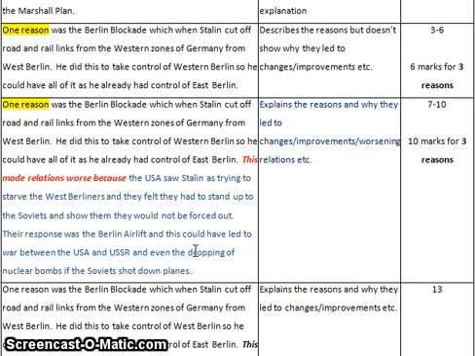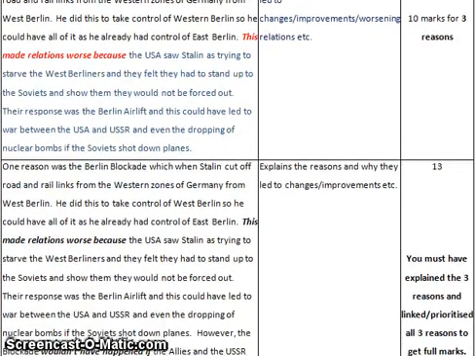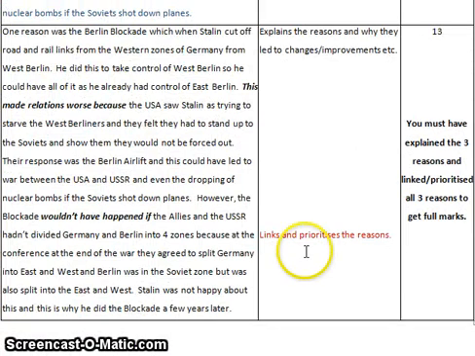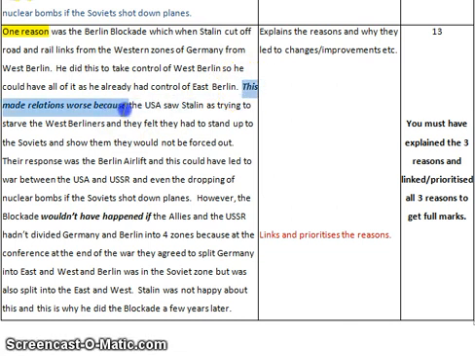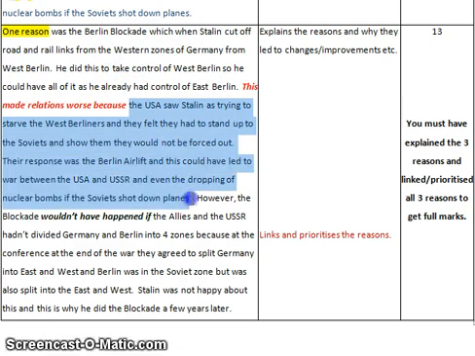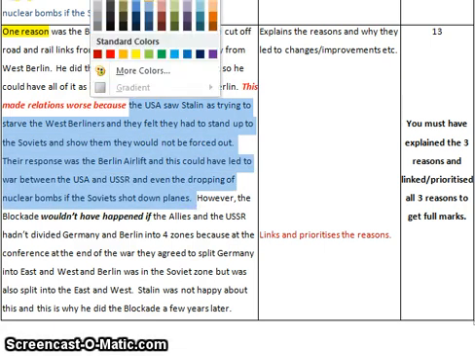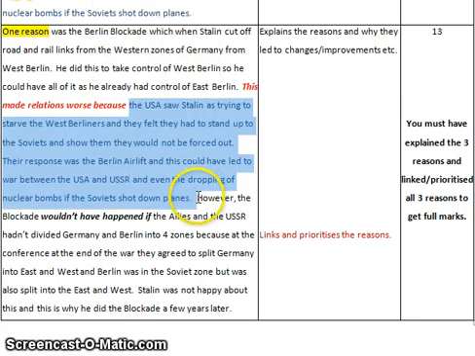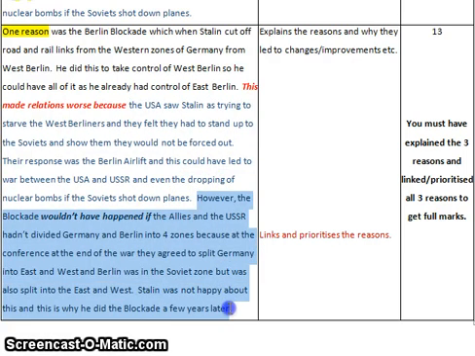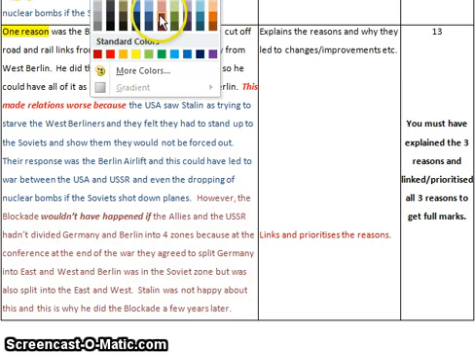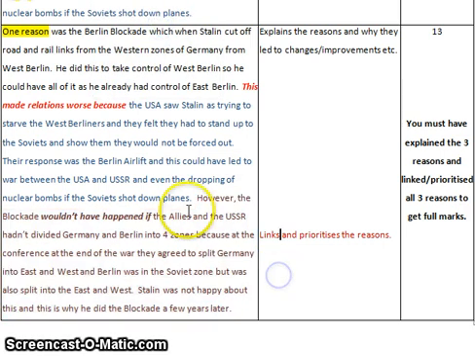Now, to get the full 13 marks, which was A star material, the candidate must link and prioritise reasons. This is exactly the same answer again. One reason was the Berlin blockade. This made relations worse because, and it's explained it again, but it's gone further. It has linked this to another event. It's linked it to the dividing of Germany and Berlin into the 4 zones, which is A star material. It's linked, and it's started to prioritise reasons.